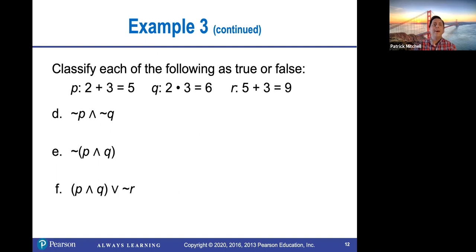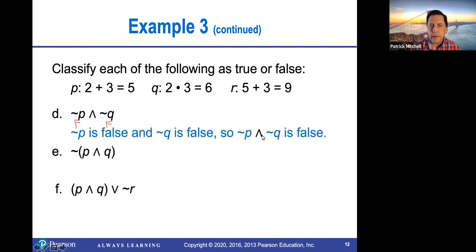All right. Continuing the same example, we have P is true, Q is true, R is false. So now they want to know if the statement not P and not Q is true or false. Well, remember P and Q are both true. So that means that not P and not Q are both false. And if I put a conjunction between those, that is going to be a false statement. Yes, I did catch that one.